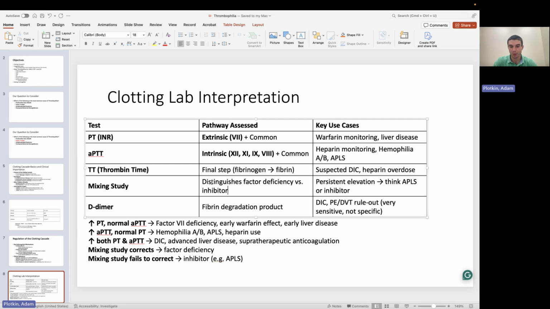Mixing studies are really important because they help us distinguish a factor deficiency from an inhibitor, right? So let's say my patient has hemophilia A. They're missing factor VIII. If I'm missing factor VIII, my PTT will be elevated, because factor VIII is part of my intrinsic pathway. So 12, 11, 9 plus 8, and then 10, 5, 2, 1.